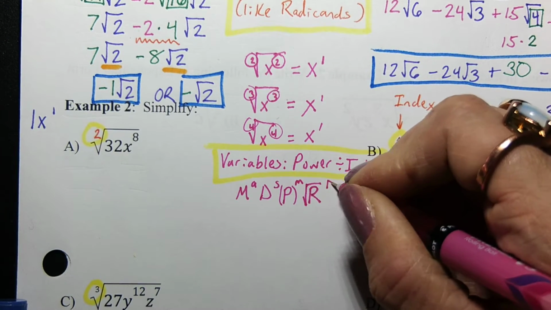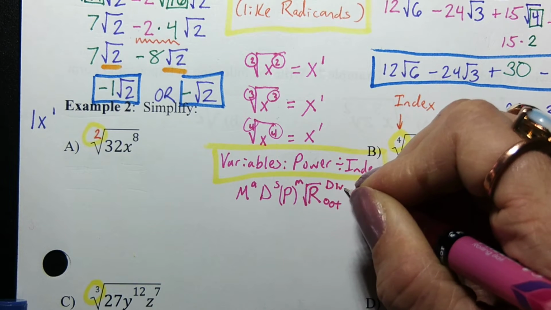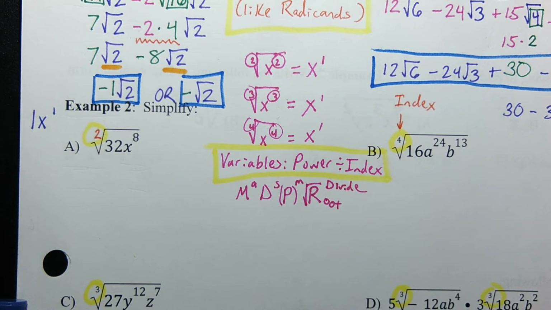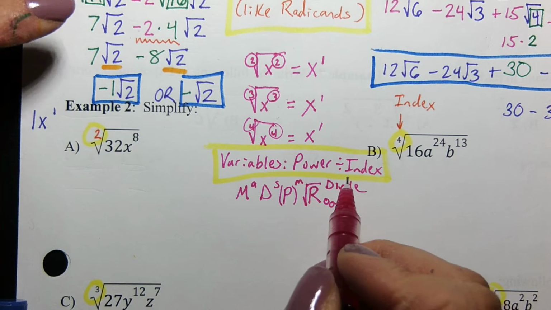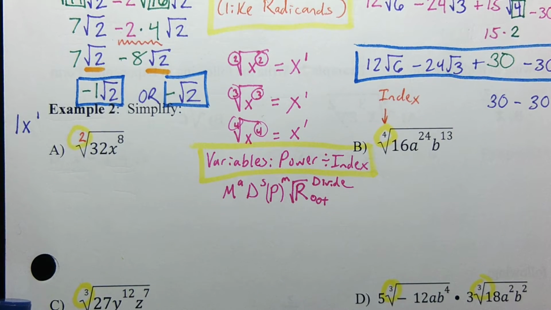It divides it. So this is our new part of MAD SPAM. So now it's MAD SPAMmered, I guess. MAD SPAMmered. That sounds like a verb. MAD SPAMmered. So we've got rooting that leads us to divide the powers. Power divided by the index, or what we are rooting by.